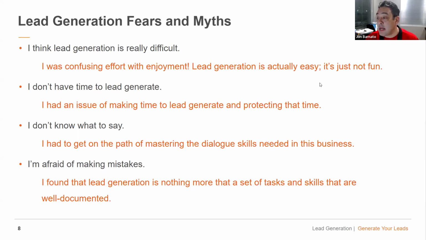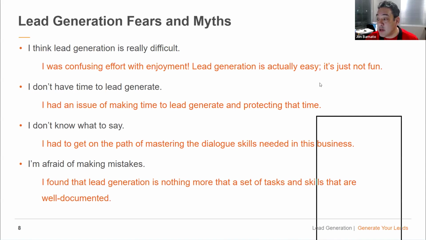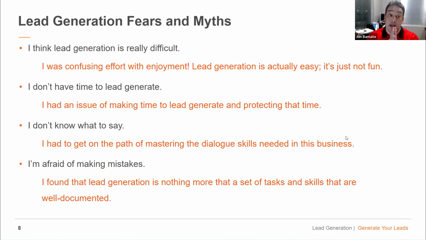I had an issue of making the time to lead generate and protecting that time. I'm going to say this right now. There's a little hack for lead generation. If you're having trouble doing lead generation, some of you know, most top agents time block their lead generation time, meaning they put it on their schedule. They literally put an appointment on their calendar, and they say lead generation.